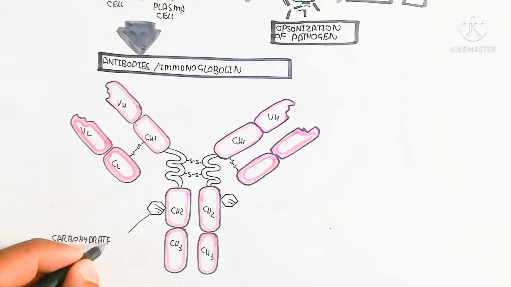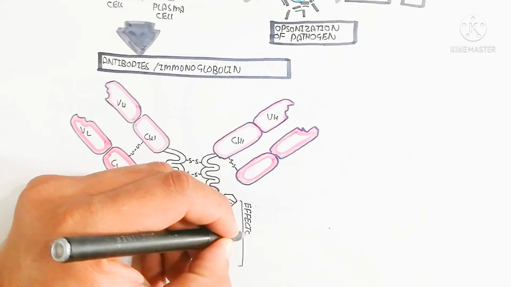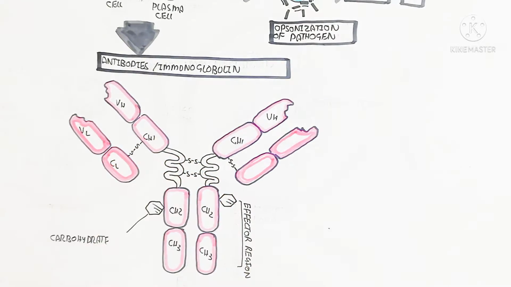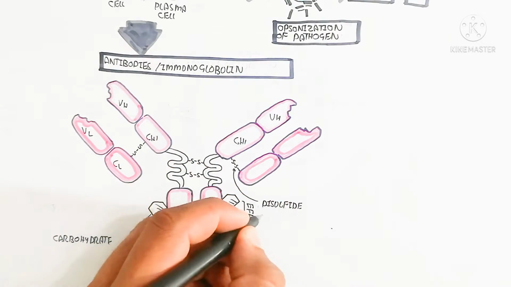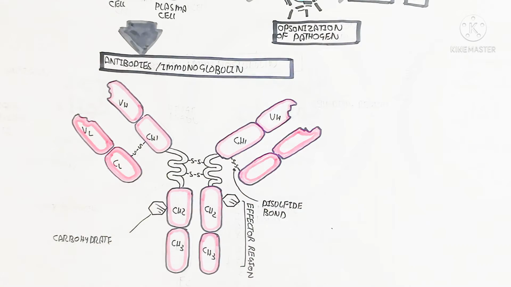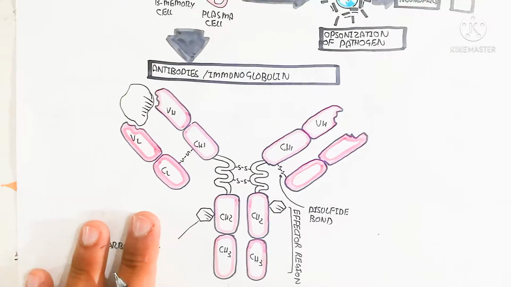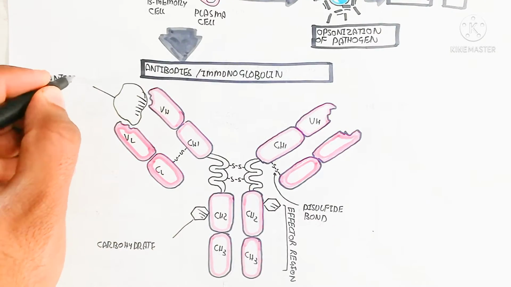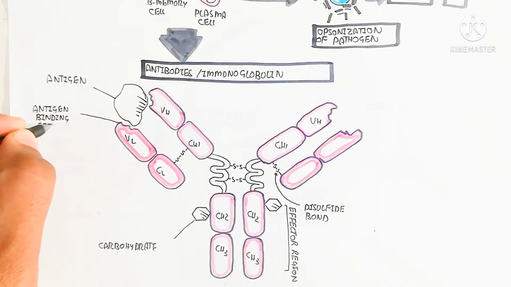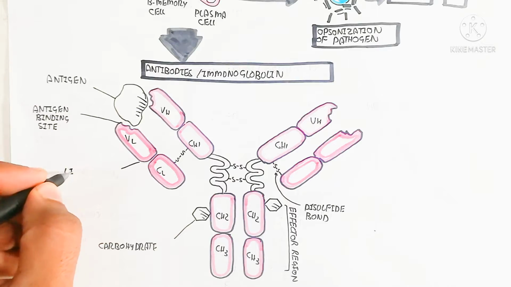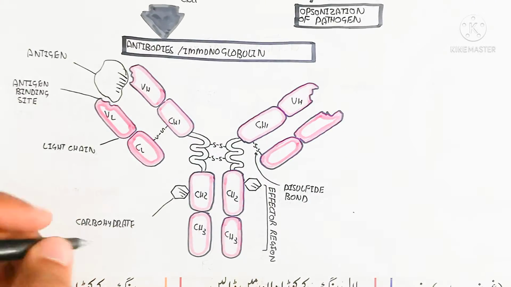So here it contains carbohydrate with a CH2 heavy chain, while the light chains are present in the periphery of the antibody. So this is the disulfide bond. That disulfide bond is very important for retaining the structure, while the antigen binding site is here, which is used for the binding of the antigen.